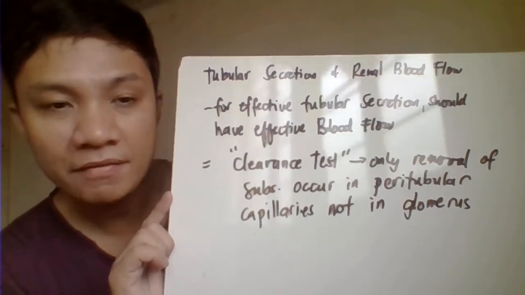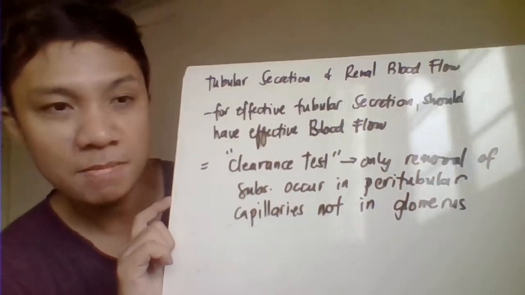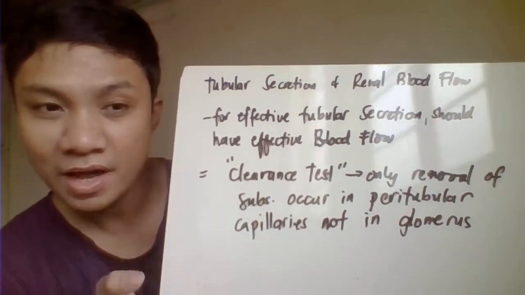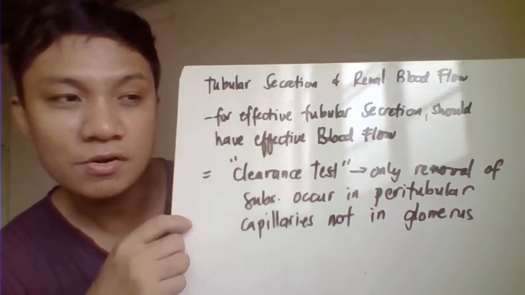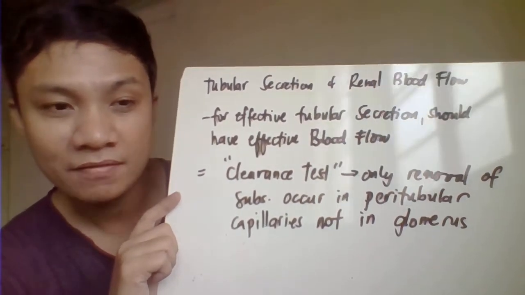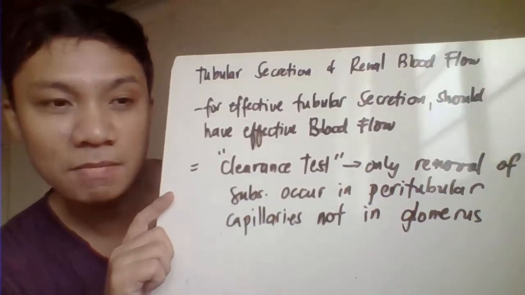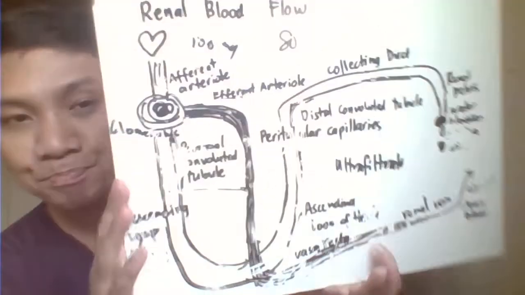Okay, the next one, we have here the test for your tubular secretion. And we have also here the renal blood flow. They come together, your renal blood flow and your tubular secretions. It's because in order for you to have an effective tubular secretion, you should have an effective renal blood flow. Tama ba?